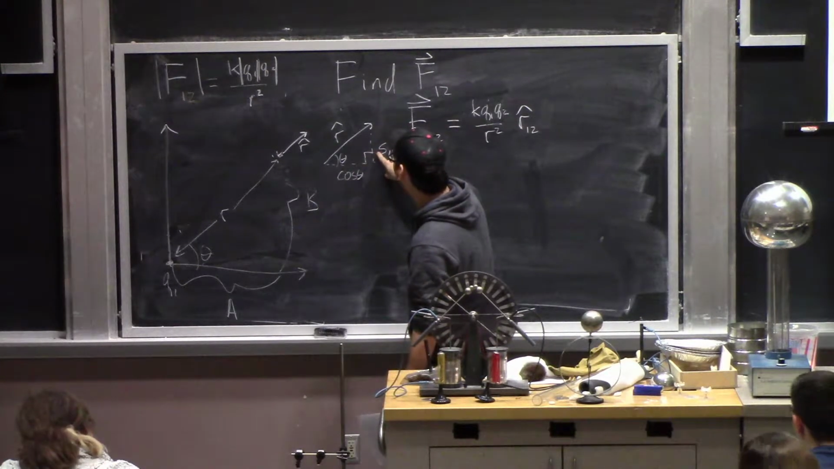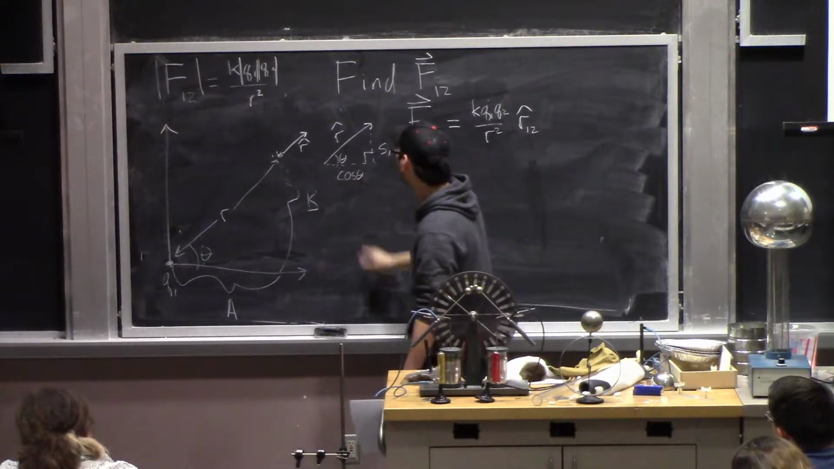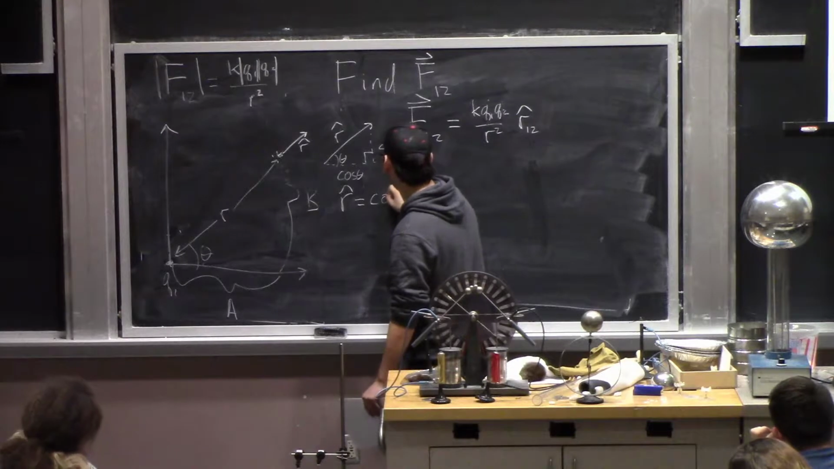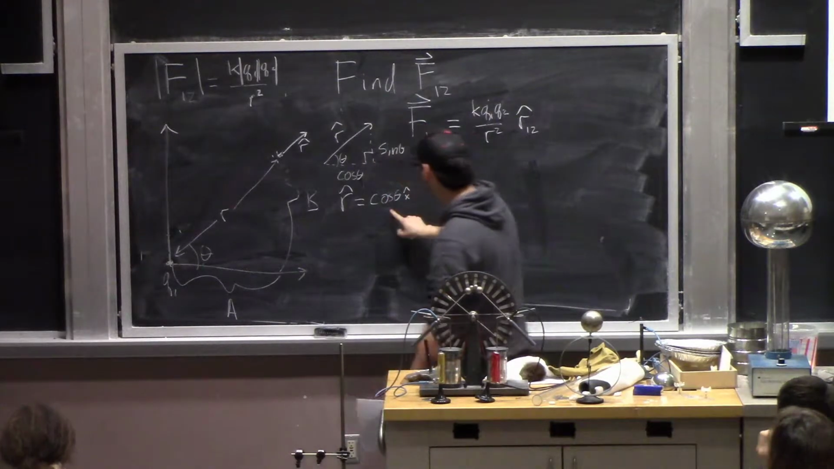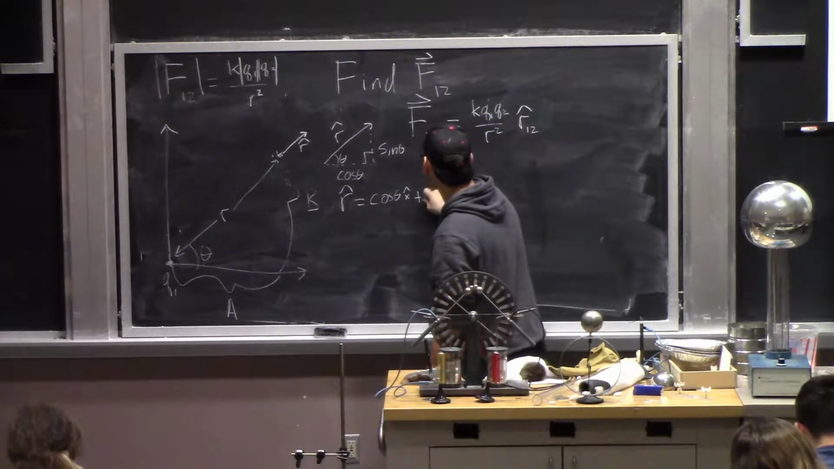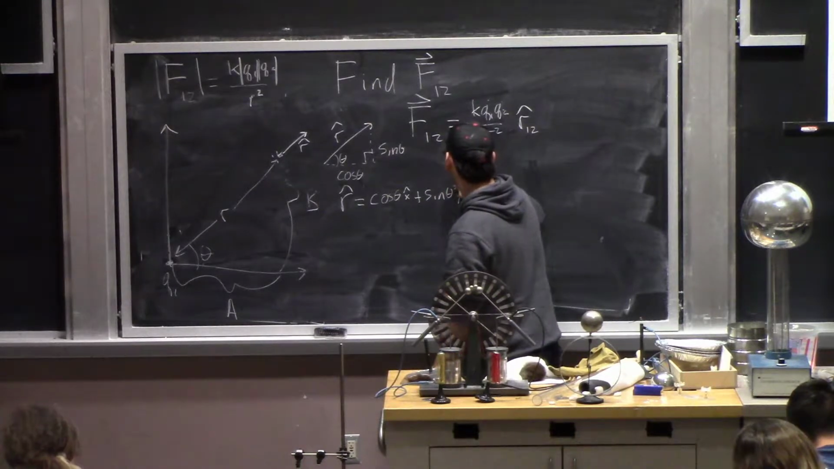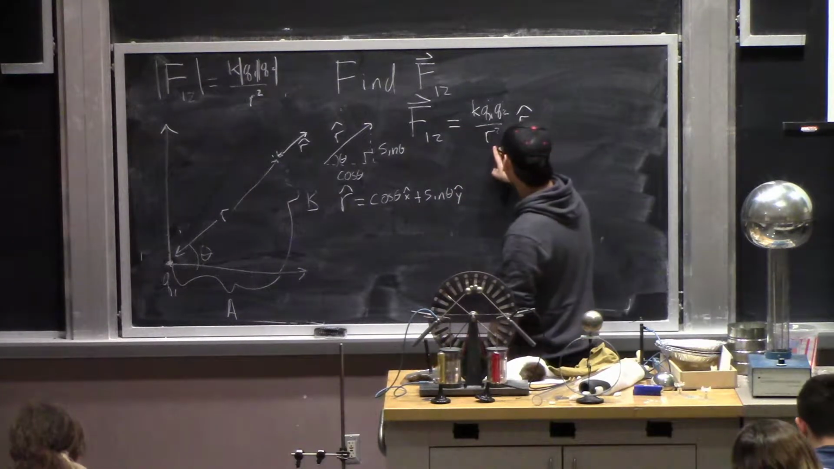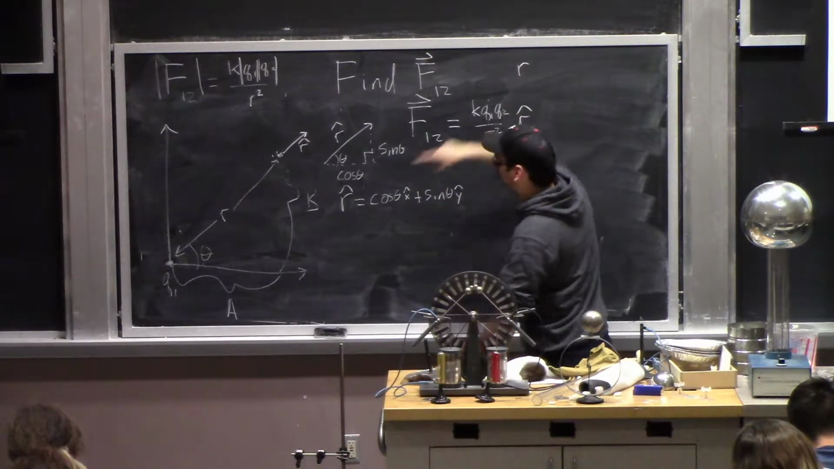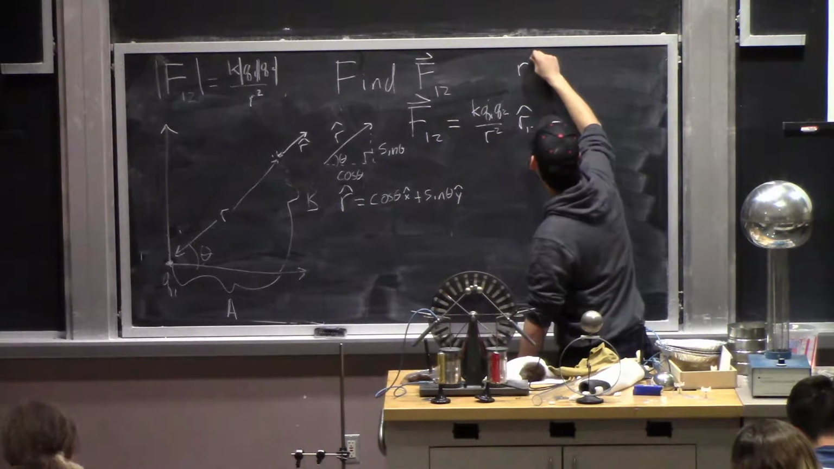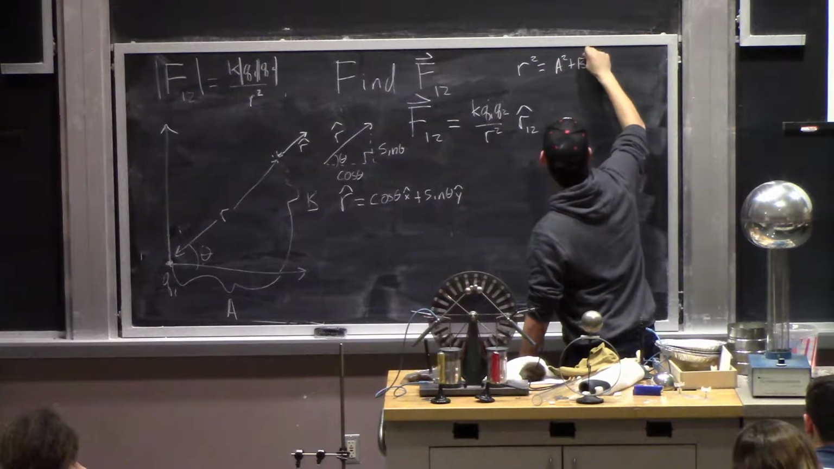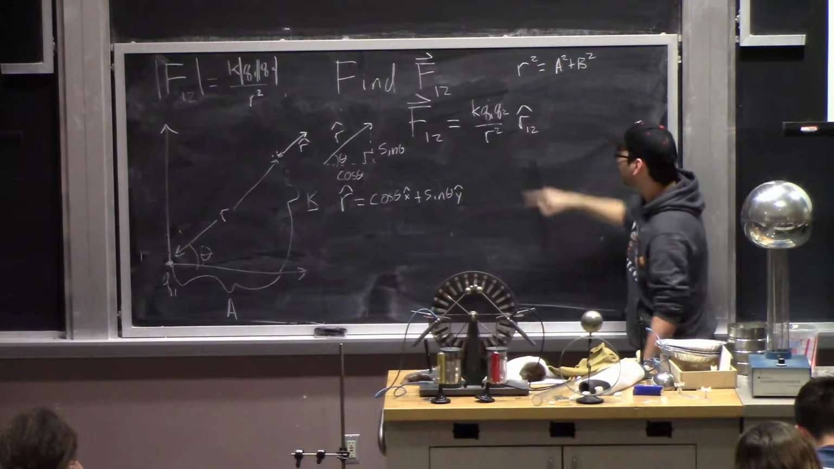And so this is the y portion and this is the x portion, which means that the unit vector r hat is going to have some portion cosine of theta times x hat, plus some portion sine of theta times y hat. Okay? Now, we remember this part doesn't change. R squared is going to be A squared plus B squared, right? So I can plug that in here.